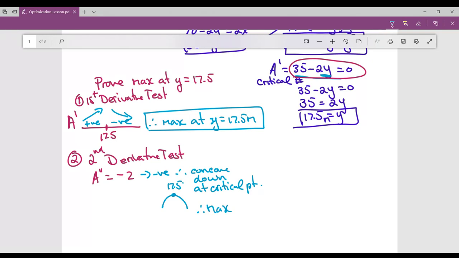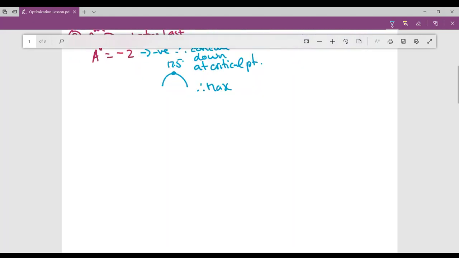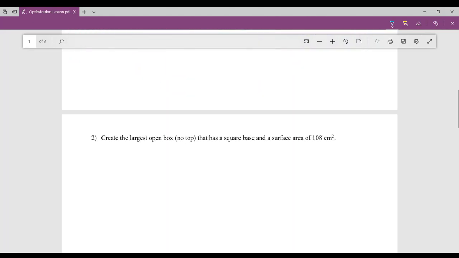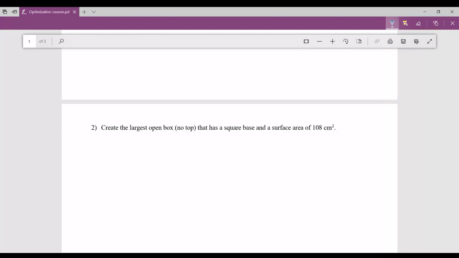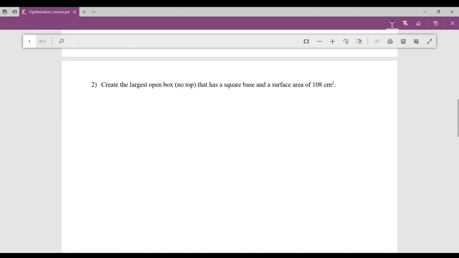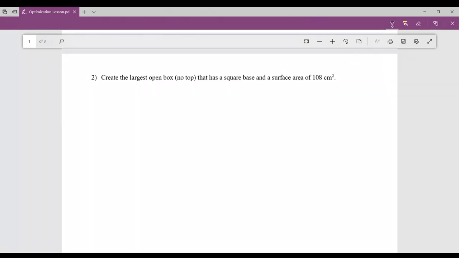Okay, so we're going to move to the second one here. Create the largest open box with no top that has a square base and a surface area of 108 centimeters. Okay, so again, I always draw.